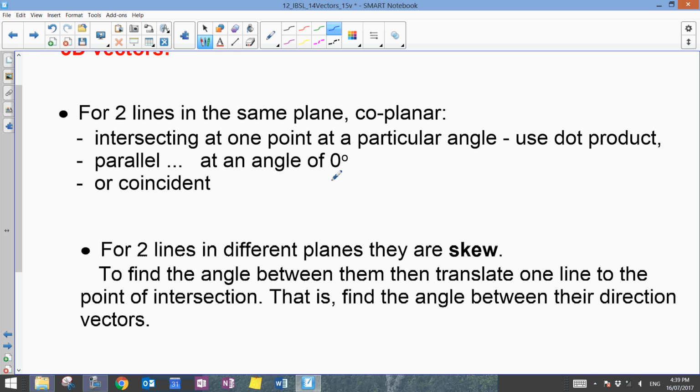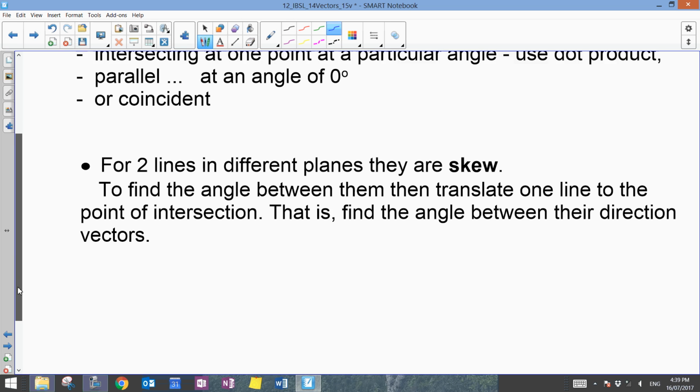If they're parallel again, we'd look for 0 or 180, or if they're coincident, then they wind up being the exact same line, so we'd have to show that they actually do have points in common and they actually are parallel to each other. Whereas if they were parallel to each other but they don't have any points in common, then they were just parallel, not coincident.